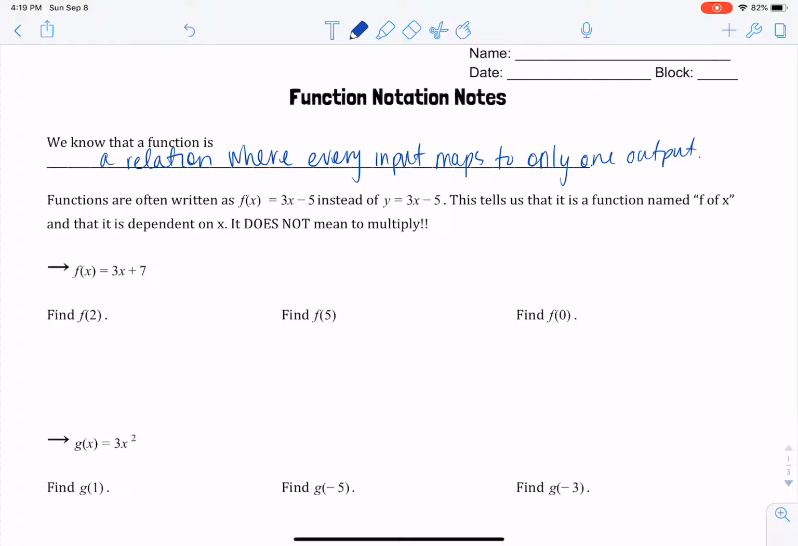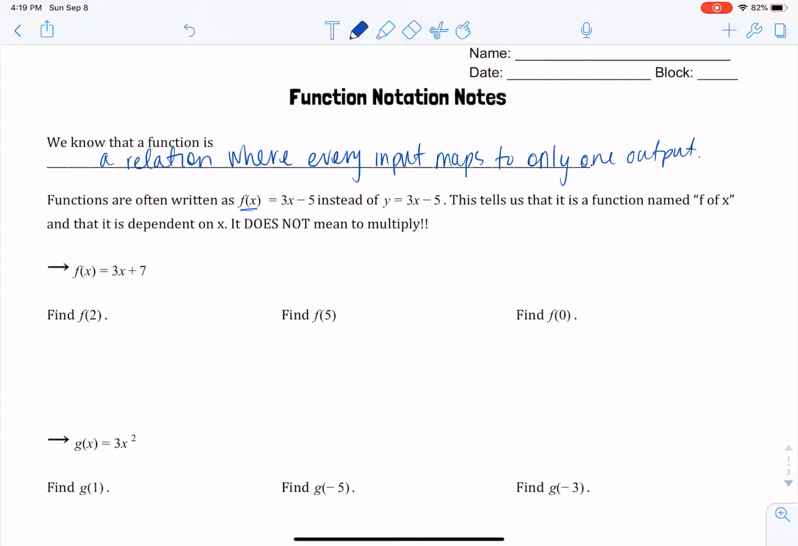So functions are often written as f of x. We read this right here, f of x. And this is probably review. I'm sure you went over something like this in your previous Algebra 2 class. But just so that we're all on the same page here, we will just review some function notation.